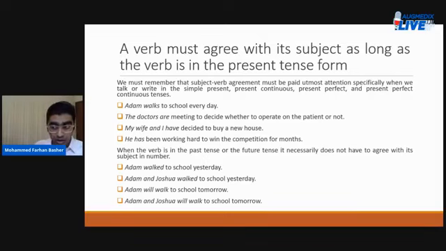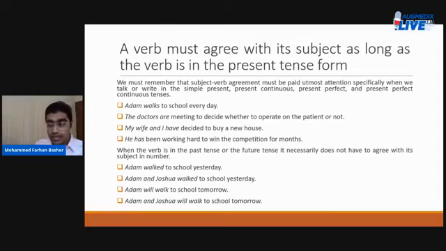Again, in the third example, you have Adam, which is of course a singular subject, followed by will walk. And the fourth example is Adam and Joshua, followed by will walk again. You see? Adam will walk to school tomorrow. Adam and Joshua will walk to school tomorrow. The verb form has not changed and has remained the same in both sentences. It's because both sentences are in the future tense.